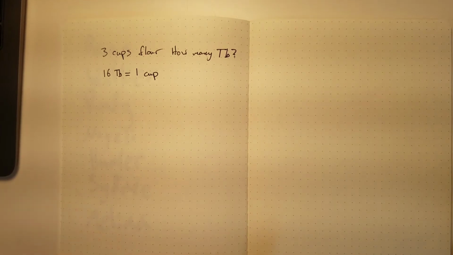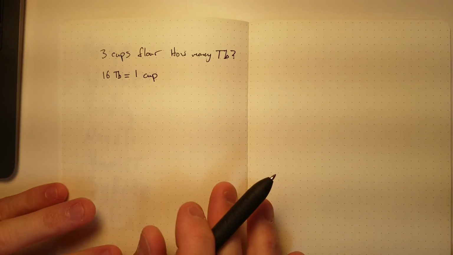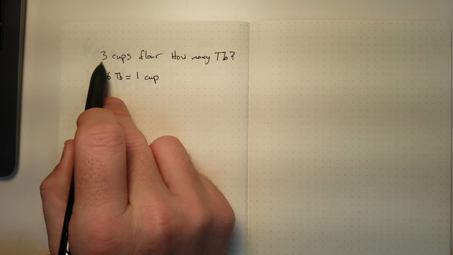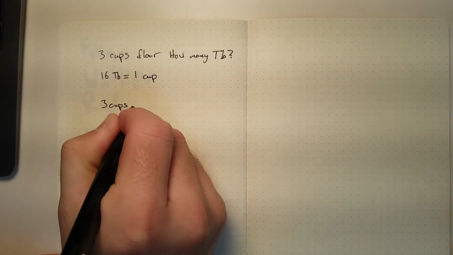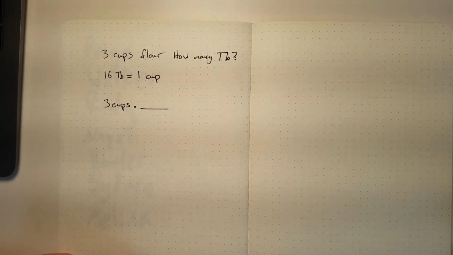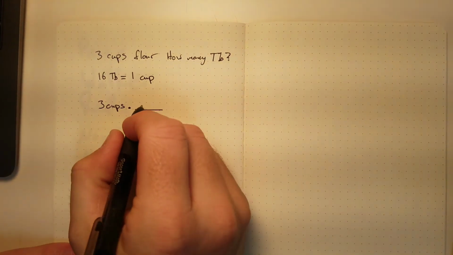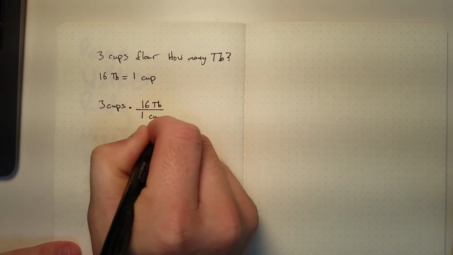And what we need to do then is, depending on what we're converting from and what we're converting to, set it up as a fraction one way or the other. So if I want to convert from cups to tablespoons, I'm going to take my 3 cups and multiply that by my fraction. I want to end up with tablespoons at the end. So I'm going to put 16 tablespoons over 1 cup.